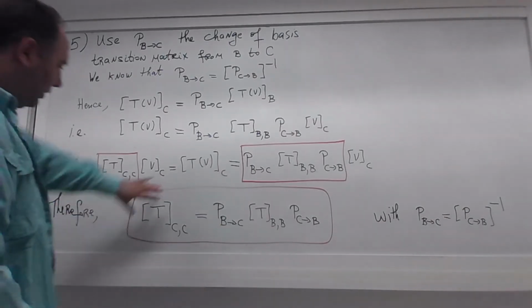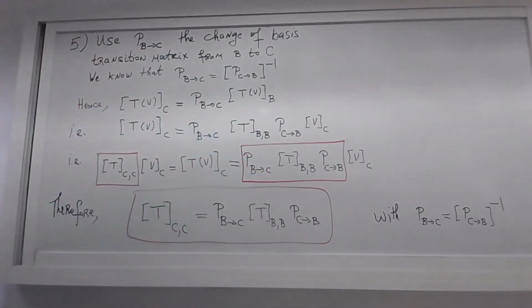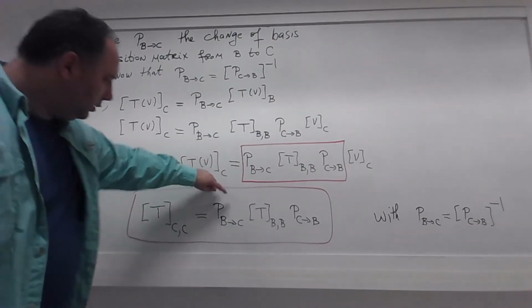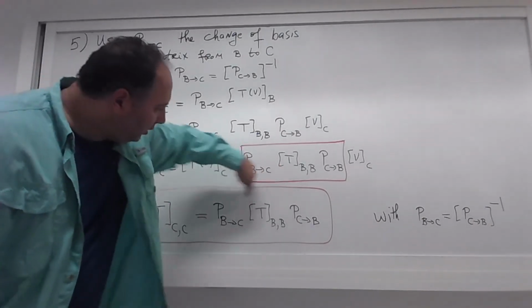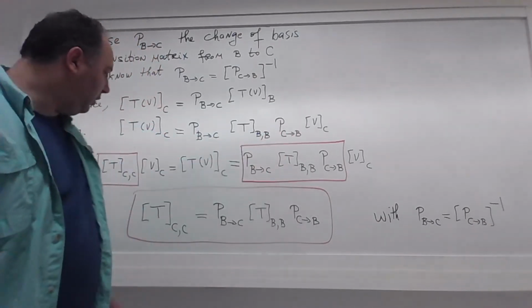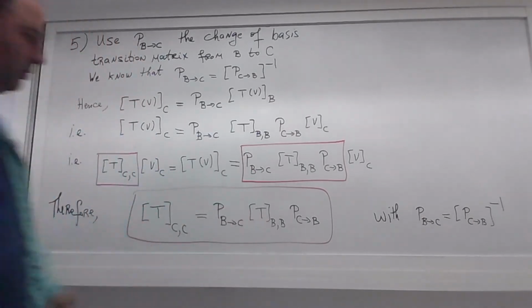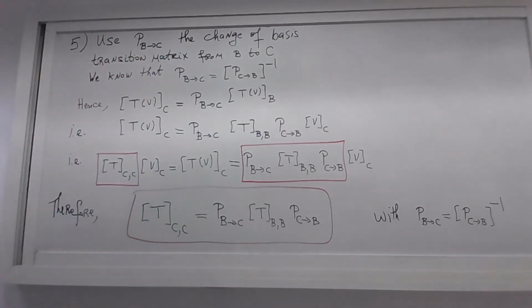So these two representation matrices, B and C, are similar by the definition of similarity. Also, they have the same determinant, obviously, because this and this are inverses of each other. So the determinant of this is 1 over the determinant of this, so they simplify. So the determinant of this matrix is equal to the determinant of this matrix here. So that's kind of straightforward.